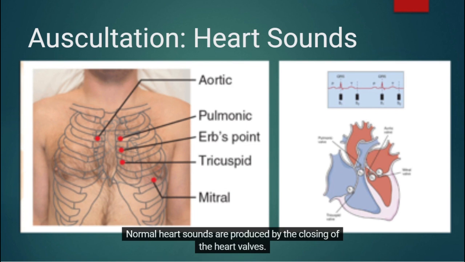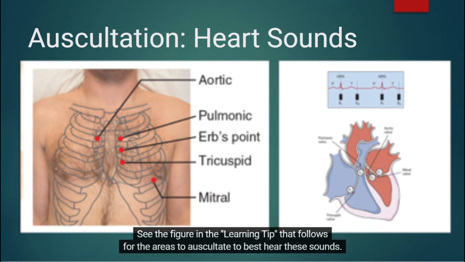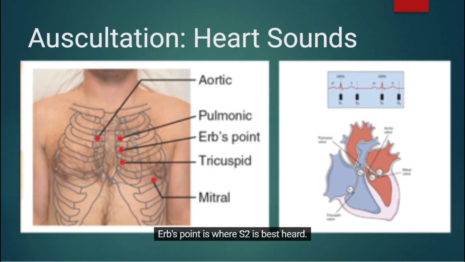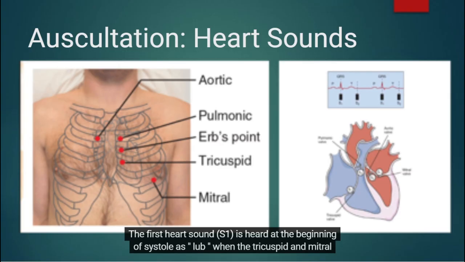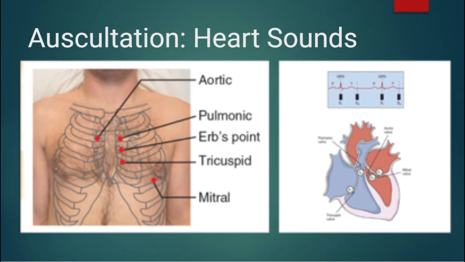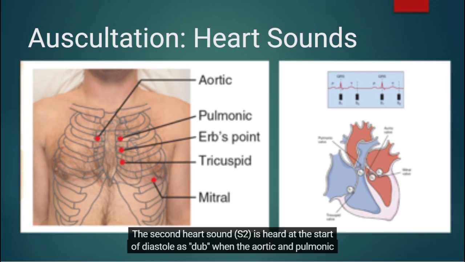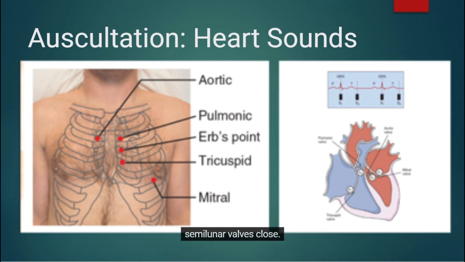Normal heart sounds are produced by the closing of the heart valves. See the figure in the learning tip that follows for the areas to auscultate to best hear these sounds. Erb's point is where S2 is best heard. In blood-flowing vessels, sound is transmitted in the direction of the blood flow. The first heart sound, S1, is heard at the beginning of systole as lub when the tricuspid and mitral AV valves close, Fig. 21.10. The second heart sound, S2, is heard at the start of diastole as dub when the aortic and pulmonic semilunar valves close.